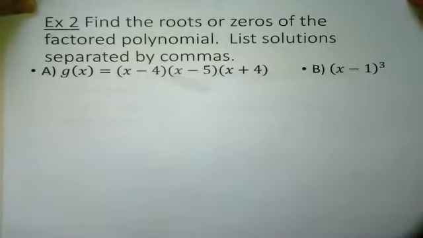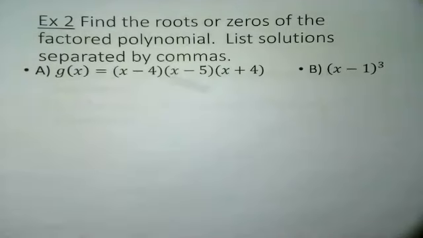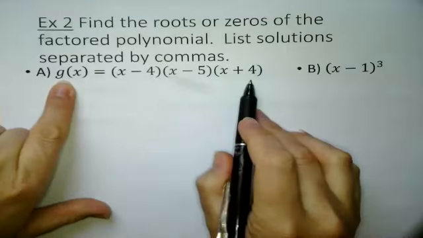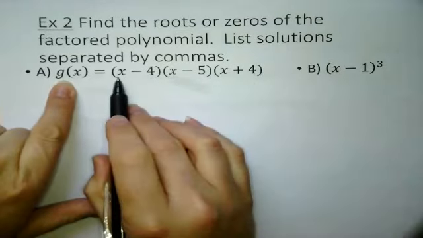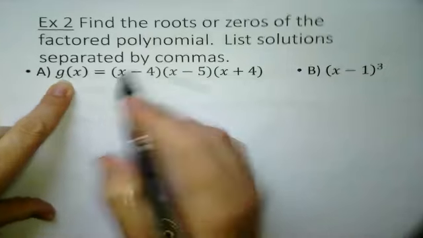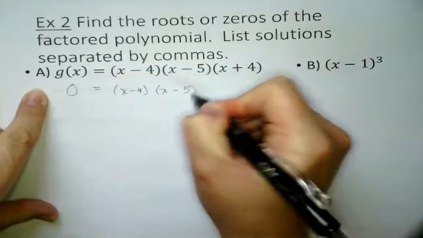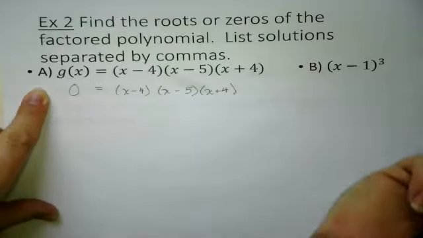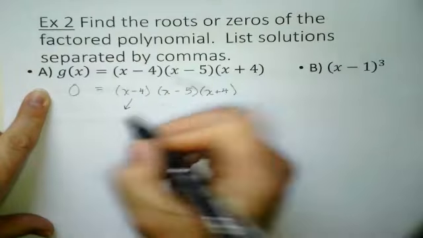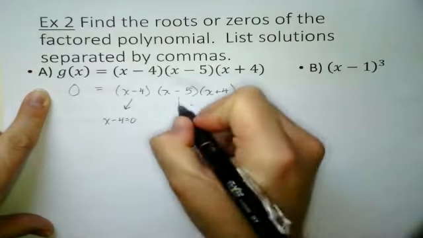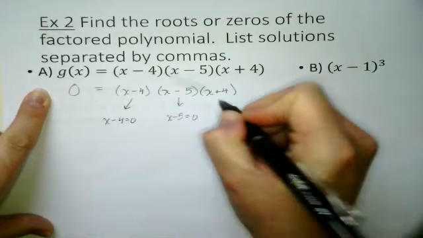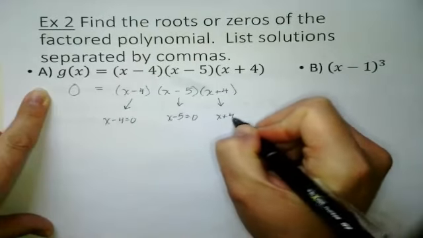And then example 2. Find the roots or zeros, those are two words that mean the same thing, of the factored polynomial. List solutions separated by commas. So here they gave us a function and they would say find the zeros. Well, to find the zeros, that's when the whole thing is equal to 0. Mathematically, this is the zero product property, and all we have to do is set each bubble equal to 0. When you set each bubble equal to 0, that's going to give you the zeros.